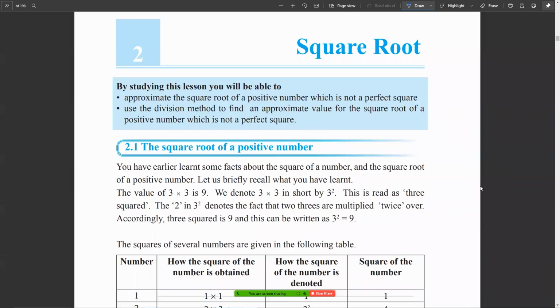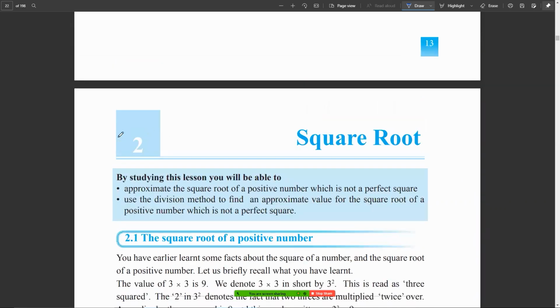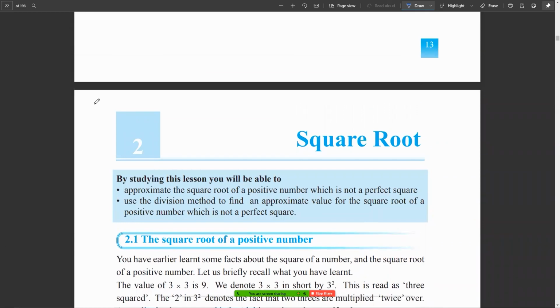So this is the second lesson of your grade 10 mathematics textbook. This is about square root. You may probably know this term, which is called square root. Before going into the square root, I'll explain from some basic things that you already know.